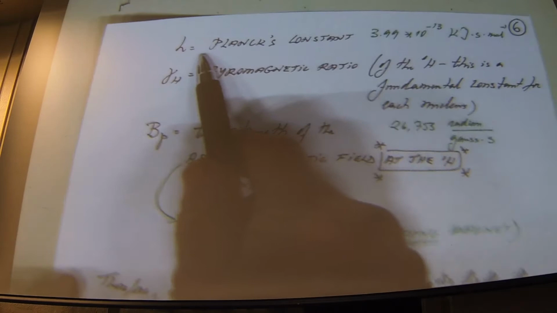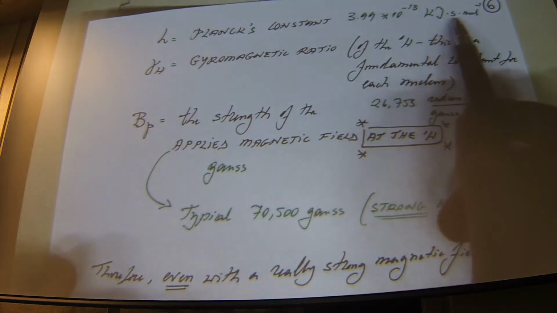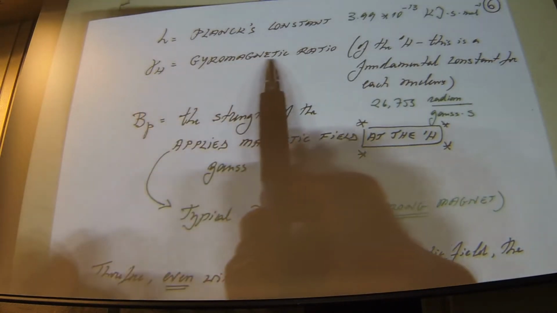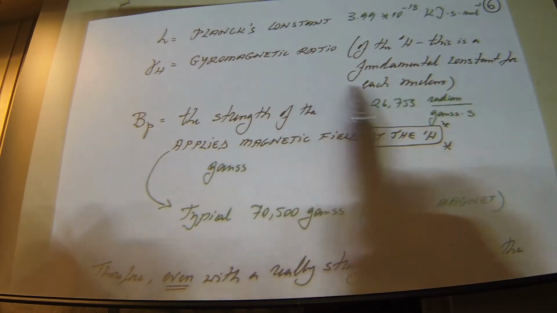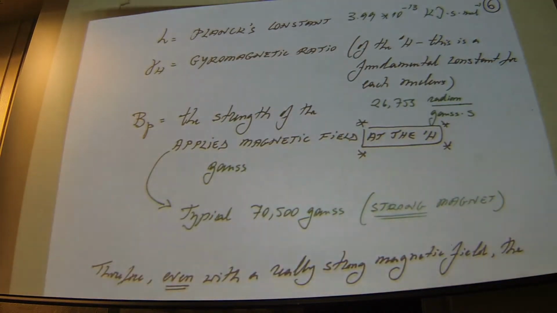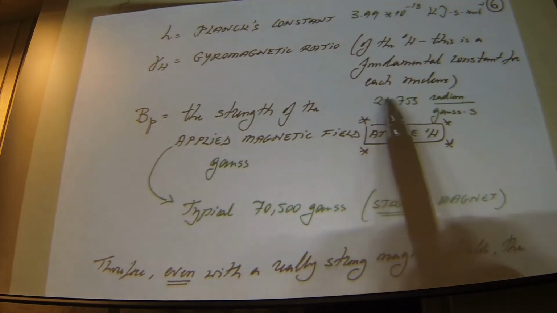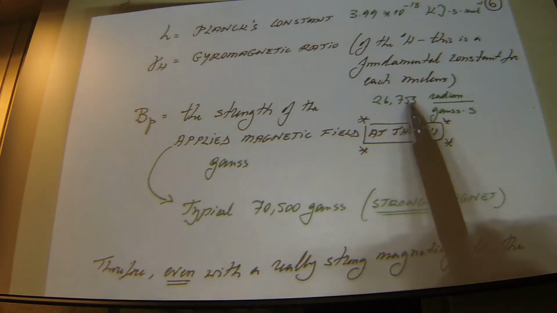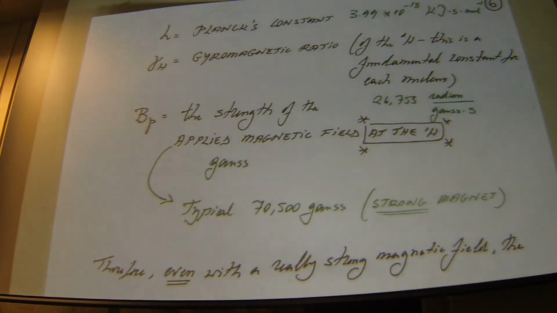So Planck's constant we've seen. I've given it in kilojoules per second per mole. The gamma is called the gyromagnetic ratio. Sometimes you'll see it called the magnetogyric ratio, but it's the same thing. This is just a fundamental constant. Don't worry about what it means right now. Just know that it's a constant for proton. It's a different constant for C13 and so on. For protons, it turns out to be this number, which is fairly big, 26,700.